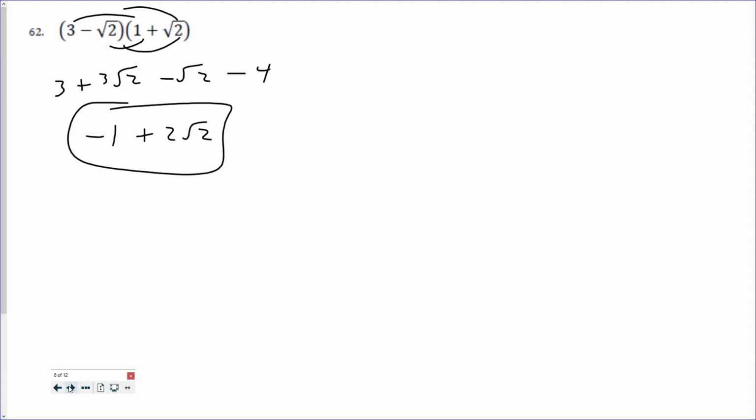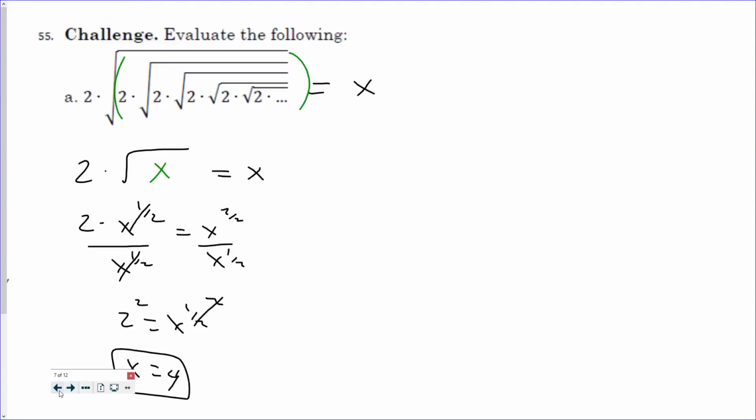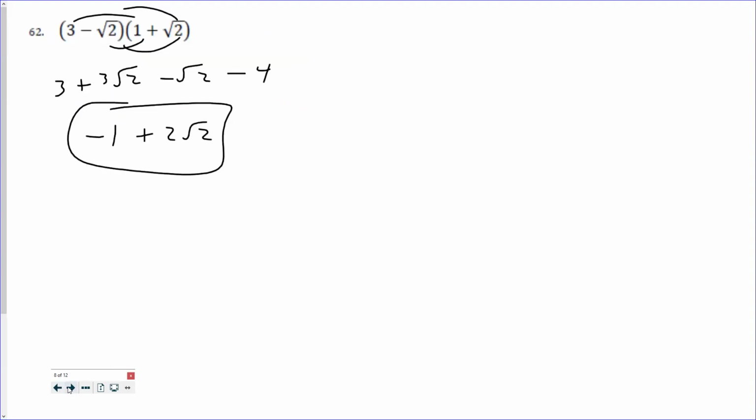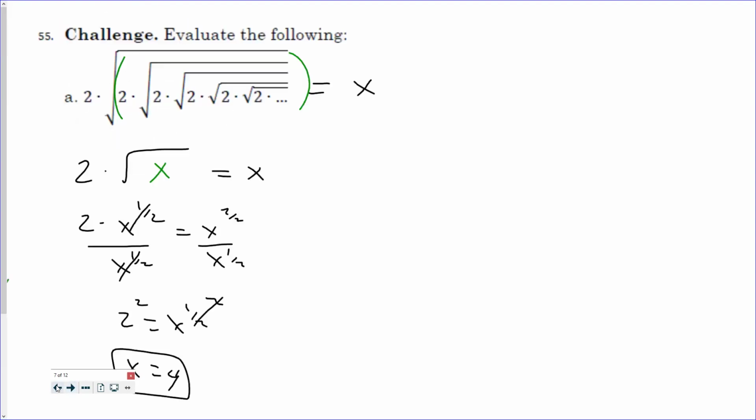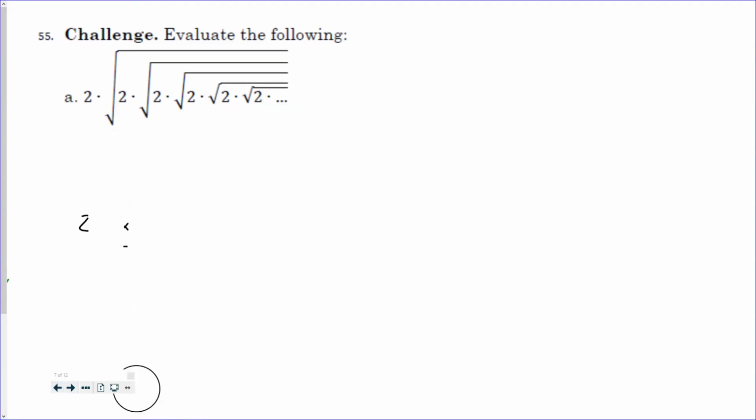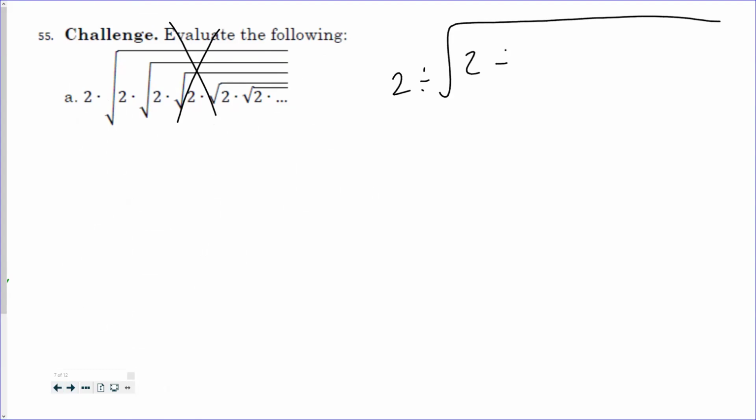Is it dividing? What number is it? 55b. Oh, the division one for number 55. Sure, let's do that one. For 55b, I'm going to erase this page. That was division instead. So now it's 2 divided by the square root of 2 divided by the square root of 2 divided by the square root of 2, divided forever.